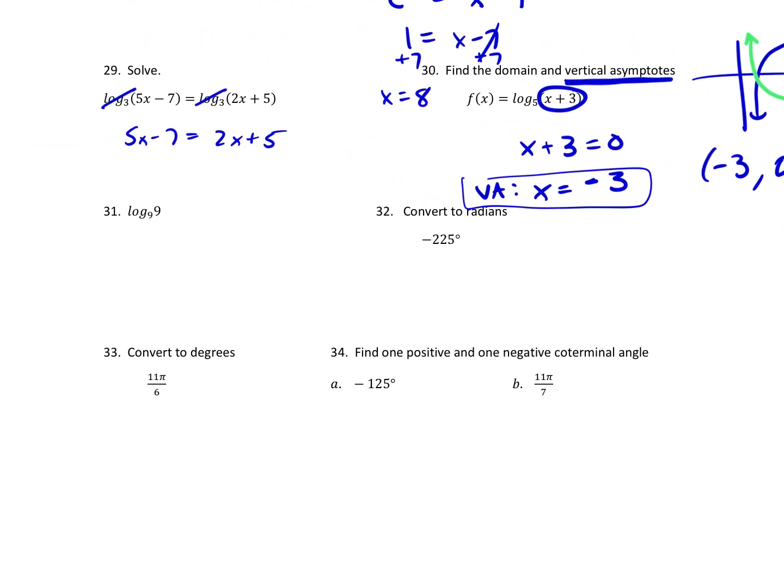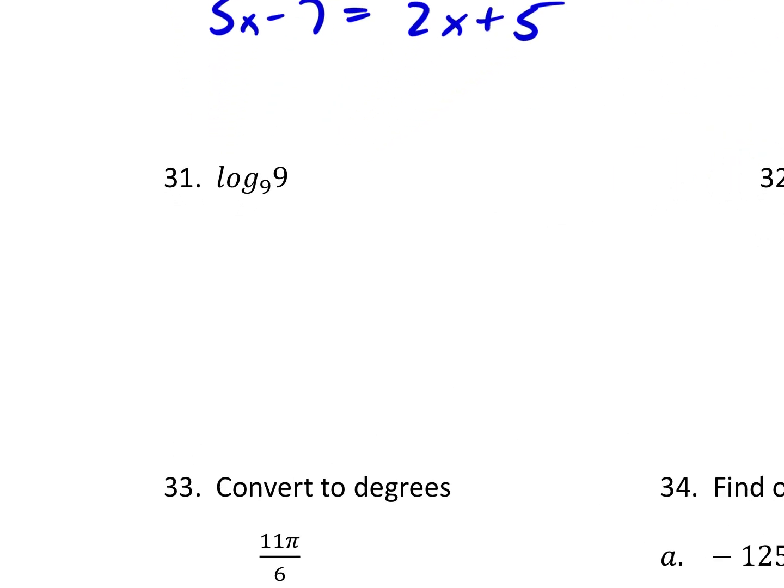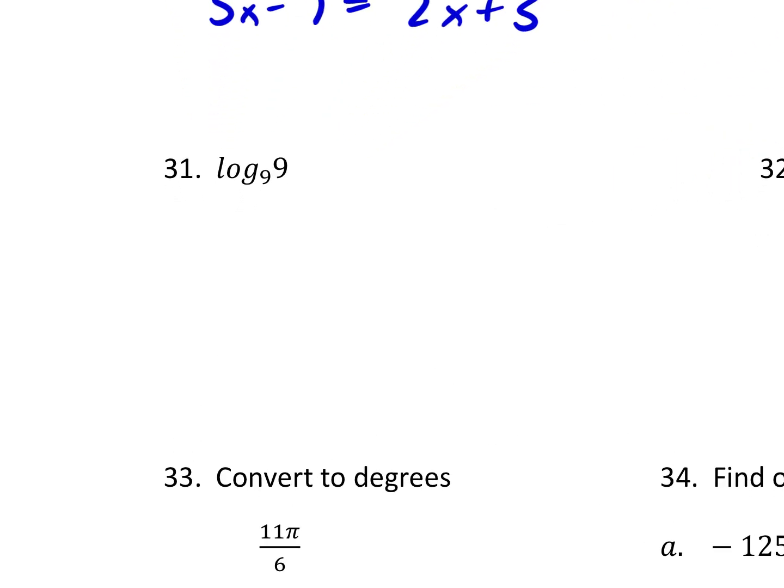All right, 31 and 32. Well, 31, log base 9 of 9, these cancel. This is equal to 1. It's equal to whatever your exponent is. Here it's just implied that our exponent would be 1. But if we had, let's say, log base 5 of 5 to the 100, log base 5 of 5 cancels, we'd be left with 100.